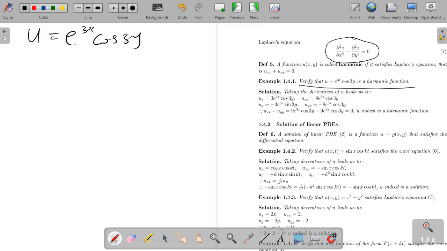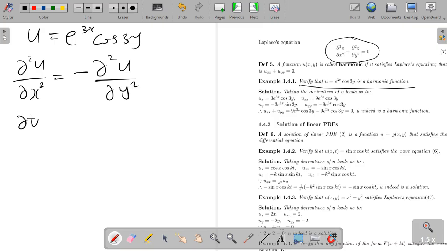And the Laplace equation says what? We have x and y here. So the Laplace equation is going to be partial squared u over partial x squared will be equal to negative partial squared u over partial y squared. Okay, so that is the Laplace equation. So the first thing we need is what? To get our partial u partial x. And partial u partial x means differentiate this with respect to x.